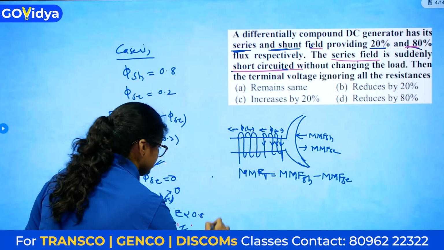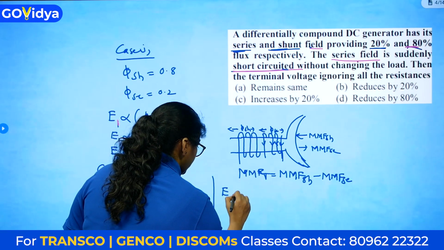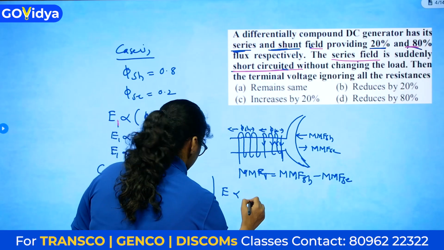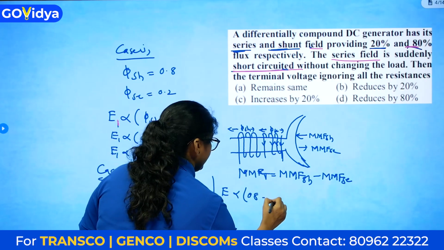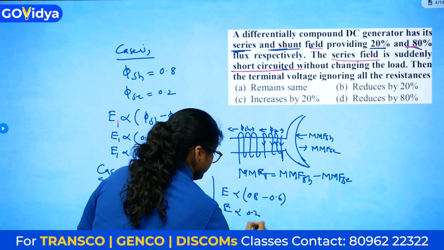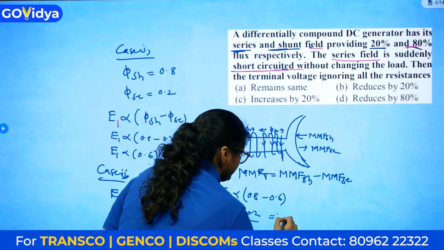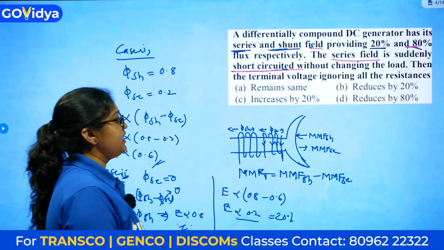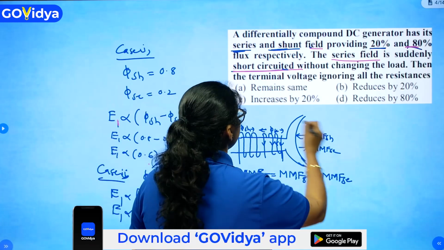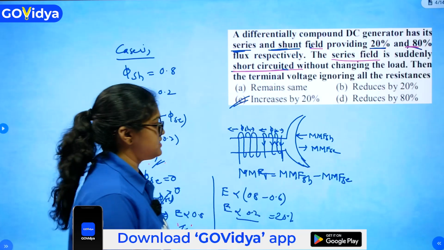If we take the difference, we will get E is directly proportional to 0.8 minus 0.6, which is 0.2. So 0.2 is nothing but 20%. So it increases by 20%. Here option C matches. Clear? It increases by 20%.